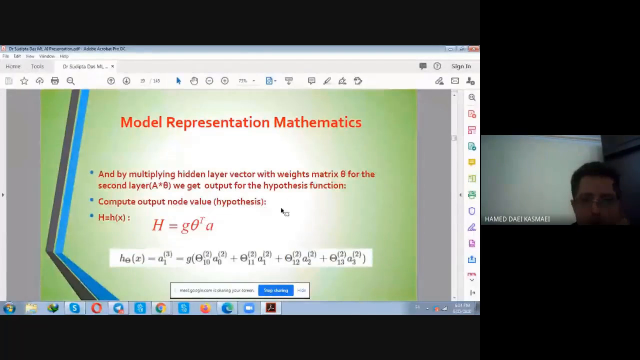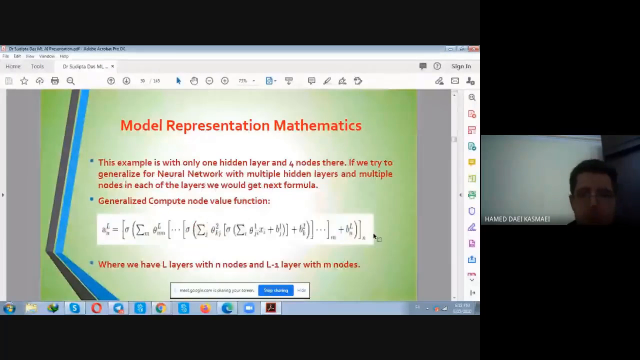Again, by multiplying the hidden layer vector with the weights matrix theta for the second layer, we get the output for the hypothesis function. That is very important. Compute the output node value based on the hypothesis: h is equal to h(x), h is equal to g(theta transpose a), and this is the full format that has been opened here.